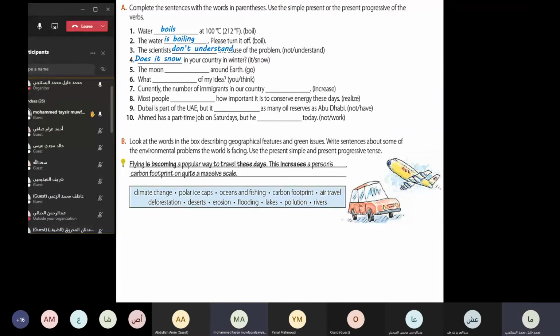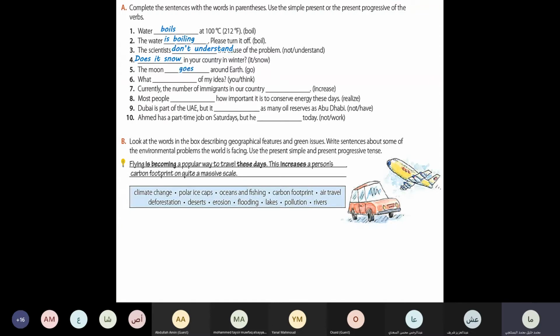Yes, teacher. Number 5, please. Number 5. The moon goes around Earth. Good. This is what, a fact. So with facts, we have to use what? Present simple. The moon goes around Earth. Good.